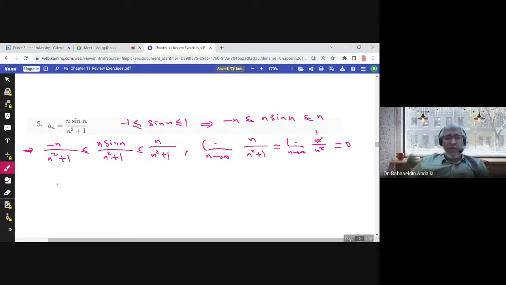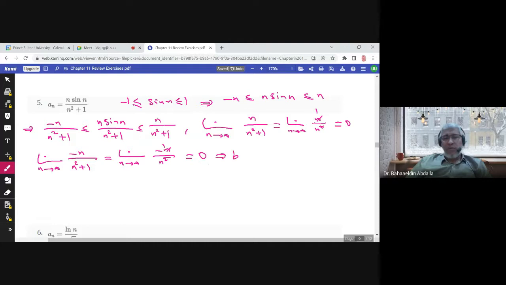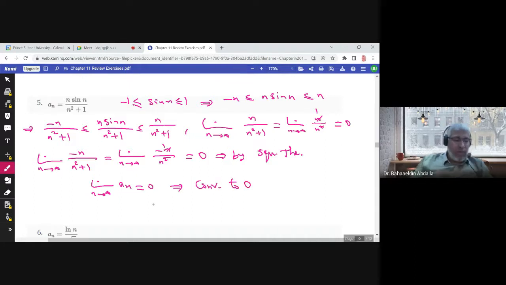So the limit of the sequence is 0, and the limit of negative n over n squared plus 1, also the term with the highest power, same. Negative 1 over infinity is also 0. So by the squeeze theorem, the limit of a_n when n goes to infinity, where a_n is this one, is equal to 0. So the sequence converges to 0 by the squeeze theorem.